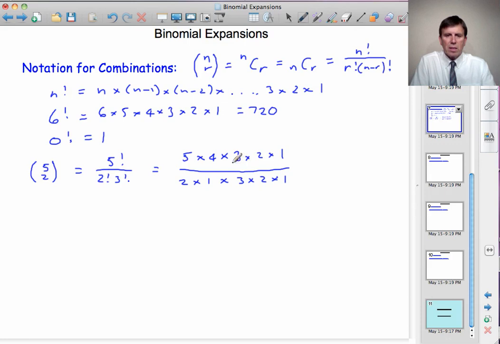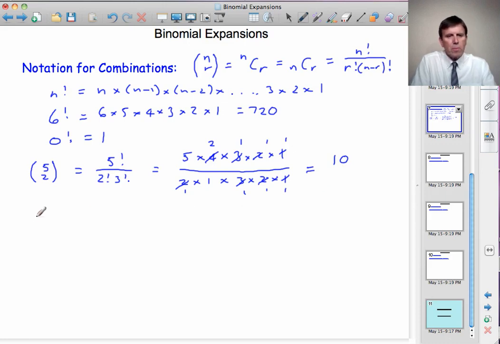Now there's a lot of cancelling to do. The 3, 2, 1 on the top knock out the 3, 2, 1 on the bottom. They all become 1s if you like. And I can cancel the 2 into the 4, goes in twice. So I've got 1s all the way along the bottom now, and on the top I've got 5 times 2. So it's 10. The number of ways of choosing 2 from 5 when the order doesn't matter is 10.